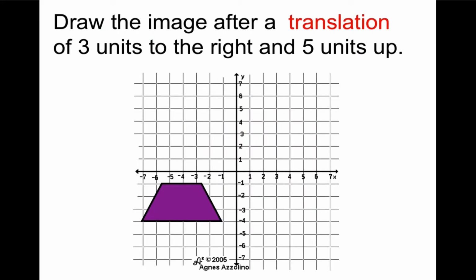So, draw the image after a translation of 3 units to the right and 5 units up. This is the type of directions we get when doing a translation. What you do is you pick any given point and move that point 3 units to the right and 5 units up, and then repeat that for each of the corners. So after the translation of 3 units to the right and then 5 units up, I would put it here, and that would be the image.